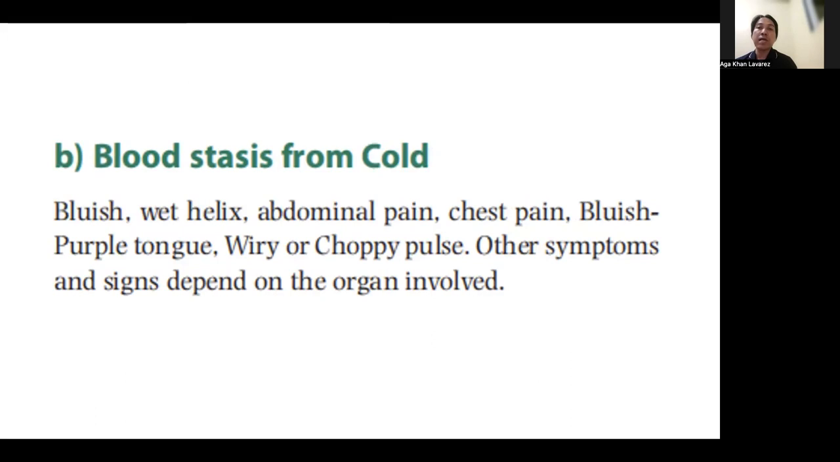Letter B, blood stasis from cold. Bluish, wet helix, abdominal pain, chest pain, bluish purple tongue with wiry or choppy pulse, and other symptoms and signs depend on the organ involved.